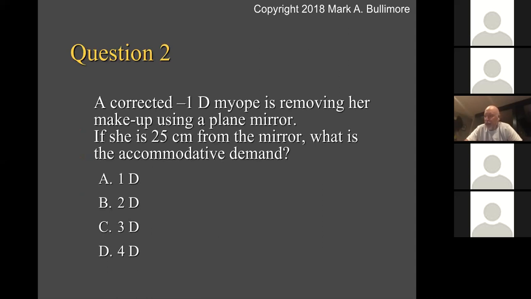So here's a question, okay? I'm going to challenge you to answer this question very quickly, okay? So I've got a simple problem. I want you to type in the answers. No shame of getting it wrong, because most of you will probably get this wrong, but there'll be prizes for just attempting. So we've got a corrected one diopter myope. They're looking at a plane mirror. If she's 25 centimeters from the mirror, what's the accommodative demand, okay? Give me a quick answer on that one. Corrected myope, one diopter, 25 centimeters from the mirror. What's the accommodative demand?